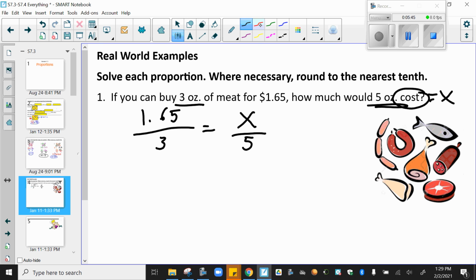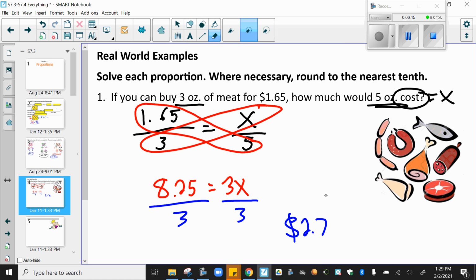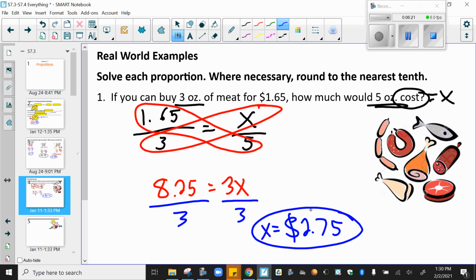So now we're going to multiply diagonally. So we have $1.65 times 5, which equals $8.25. And then we have 3x on the other side, 3x. And then I'm going to divide both by 3. That's going to give me 2.75. X equals $2.75. That's how much 5 ounces would cost if 3 ounces cost $1.65. Right? So cross multiply and then divide by whatever's with your X.